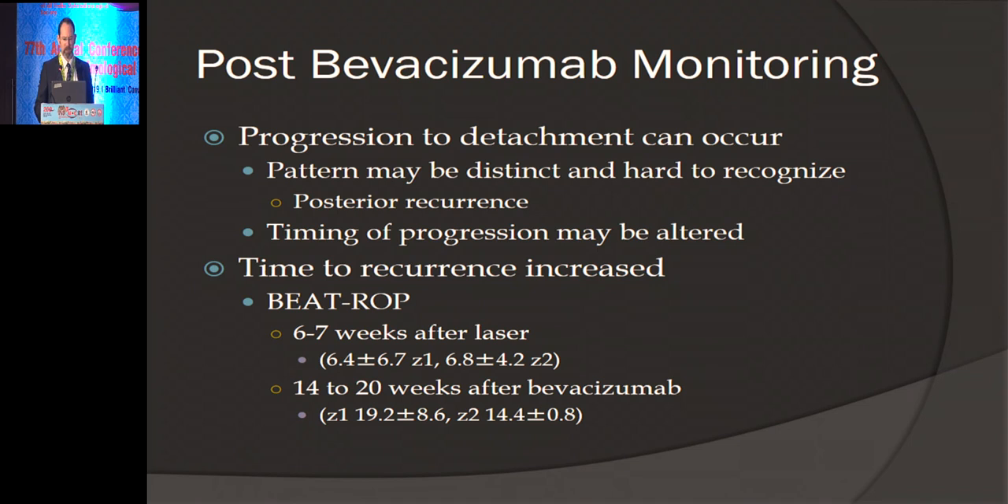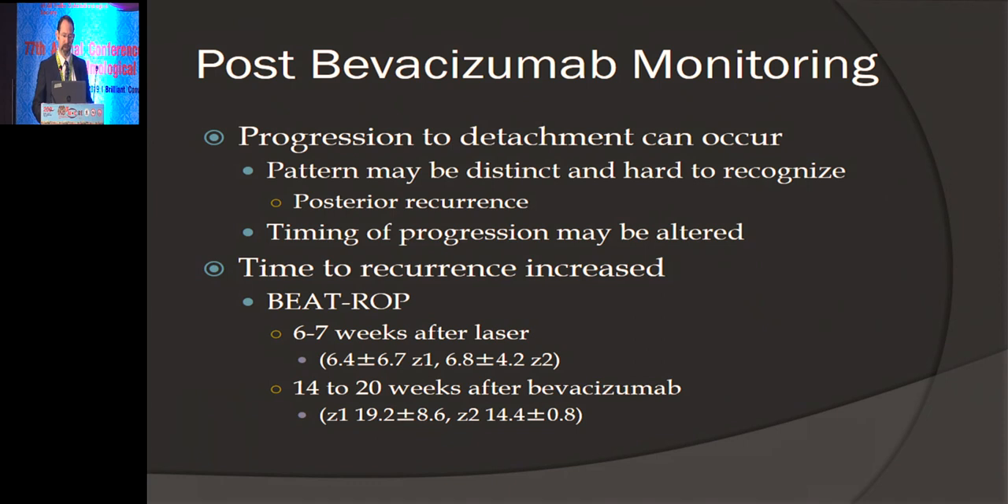So monitoring after treatment is different after anti-VEGF than after laser. The progression to detachment can be distinct and hard to recognize, particularly if you're used to following after laser. In the BEAT-ROP study, the recurrence in the laser arm was only 6 to 7 weeks later, whereas in the bevacizumab arm it was 14 to 20 weeks later. So the recurrences are happening much later after anti-VEGF than after laser.